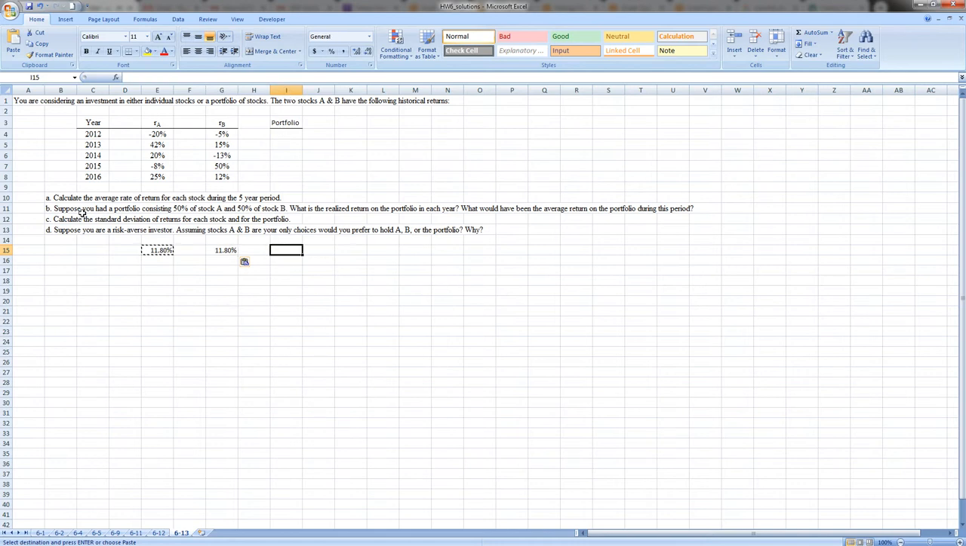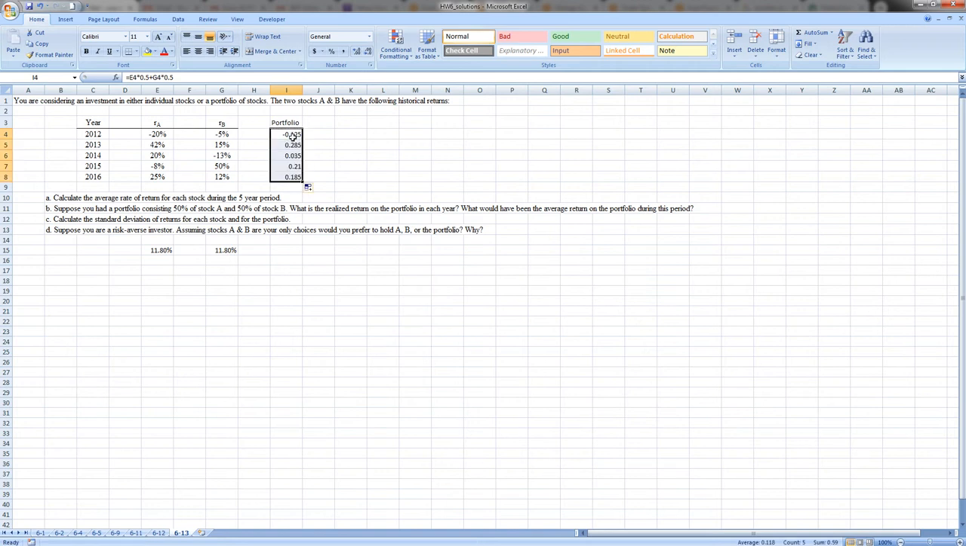And then the next part asks, suppose you had a portfolio consisting of 50% of A, 50% of B, what was the realized rate of return on each year? So we'll say it is equal to return of A, and we'll weight it with 50%, so 0.5, plus return of B times 0.5.